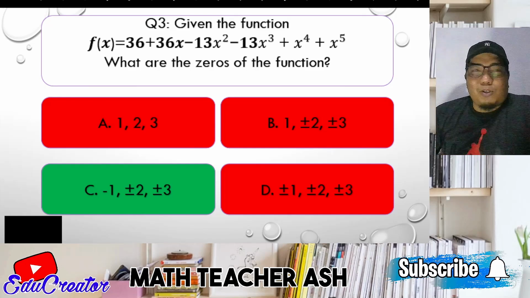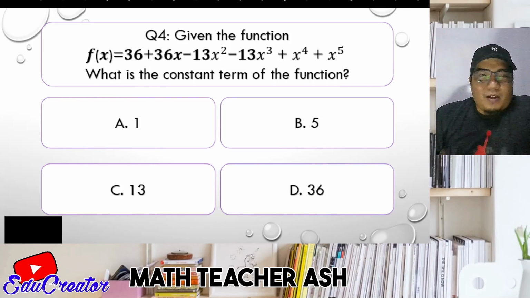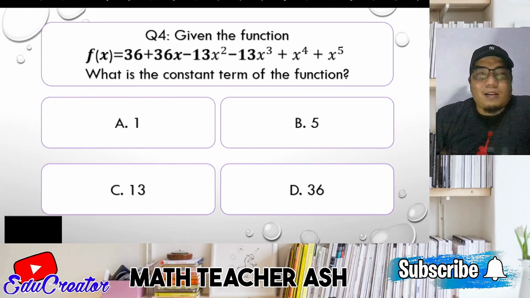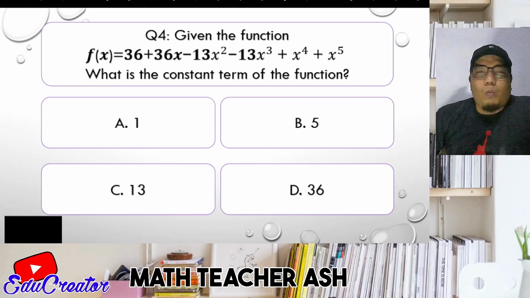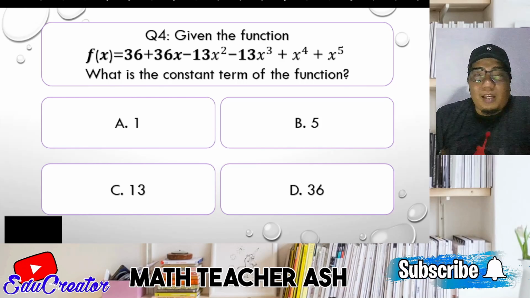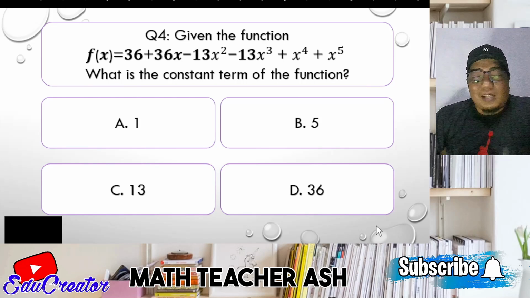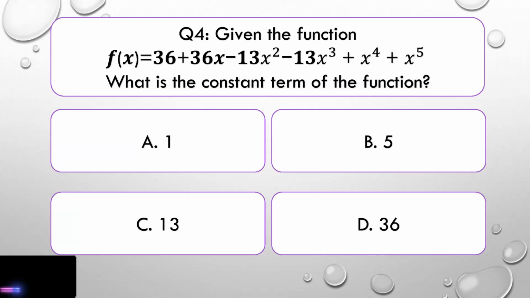Right? Now, let us go to question number. Given the function, yun pa rin. What is the constant term of the function? Is it A, 1, B, 5, C, 13, or D, 36? I'll give you 5 seconds to answer this question.